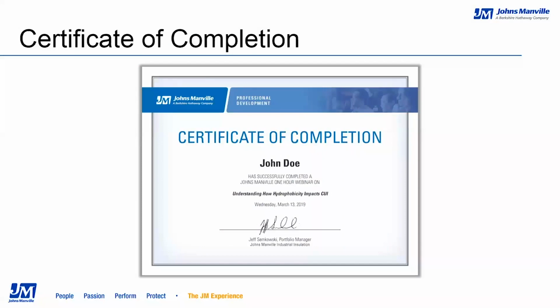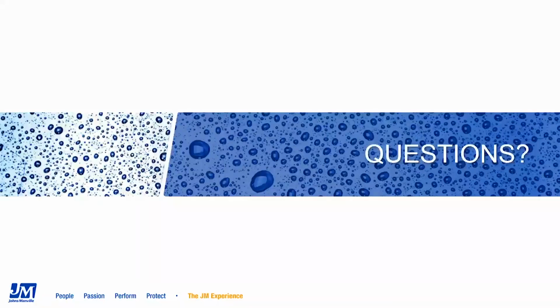So with that, we're going to get into some of the questions. The first question we have, I'll hand this one to you, Matt: do you also sell the jacketing? JM does not sell jacketing to this date. We do not have a jacketing system, but we are aware that it is part of an insulation system and it is needed out there, but we do not manufacture metal jacketing at this time.